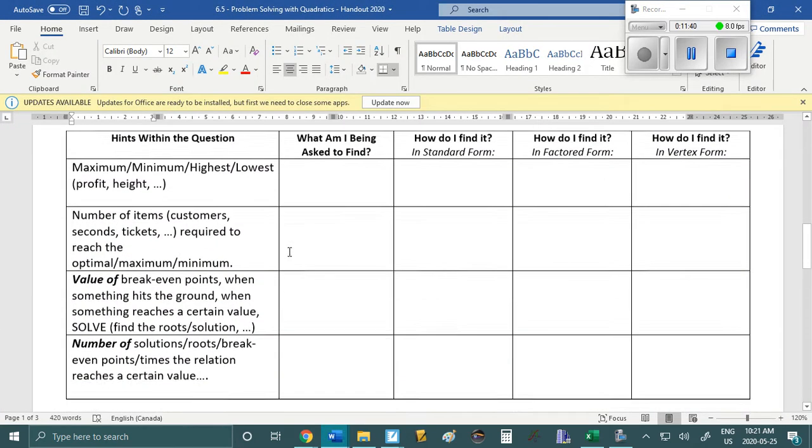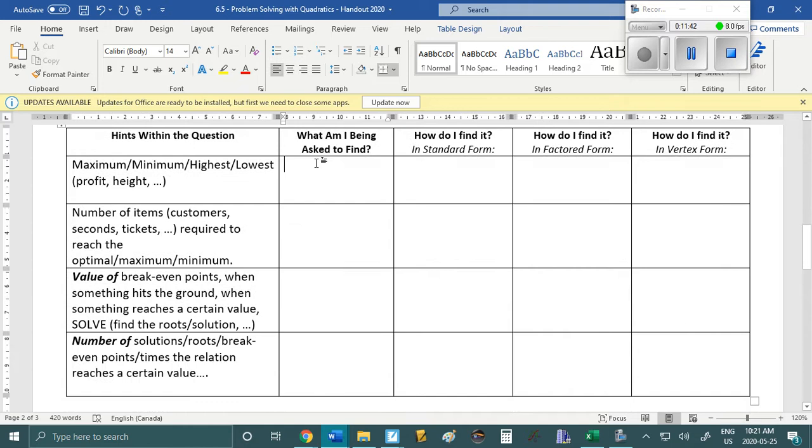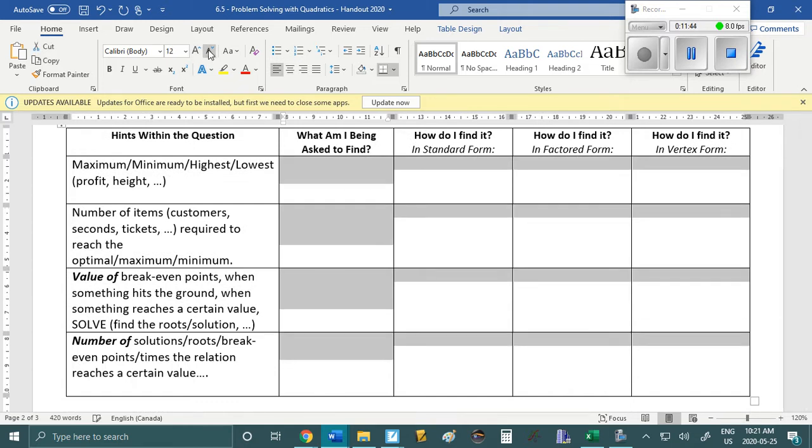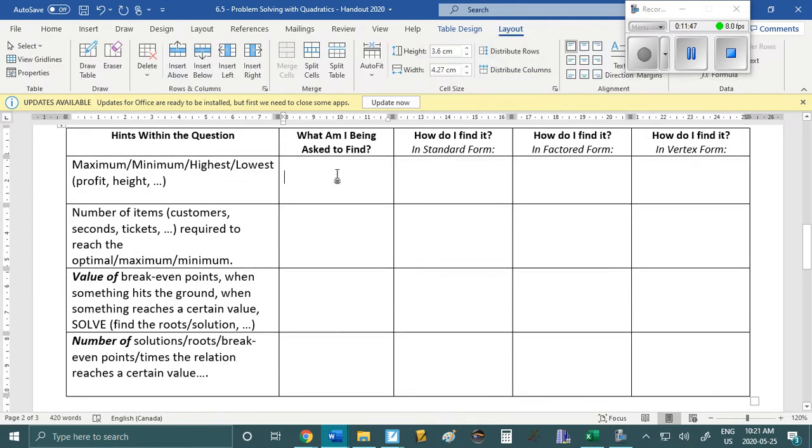And so what we're going to talk about now is what you're being asked for in any given question. I give you lots of different questions, and I'm not always just saying find the vertex. I'll say find the maximum, or find the break-even points, or find the roots, or find the number of zeros, or the number of break-even points. This will be a really handy thing to have this year, but also next year. We're going to talk about what the question is asking in terms of basic parts of a parabola, and then how you find each one.